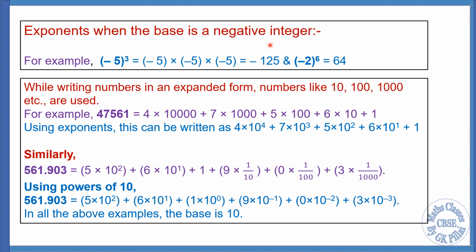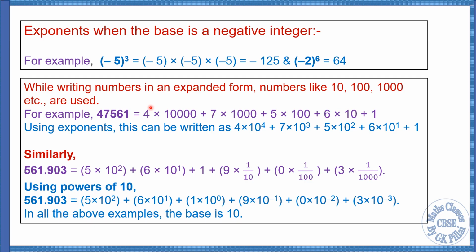Exponents when the base is a negative integer. Here you can see minus 5, a negative integer, raised to the power of 3. Minus 5 into minus 5 into minus 5 will be minus 125. Here you are having the minus sign an odd number of times, so the sign will be minus only. If it is minus 5 raised to the power of 5, then also you will have the minus sign. Here you can see minus 2 raised to the power of 6. 6 is an even number, so here it will be a positive number.